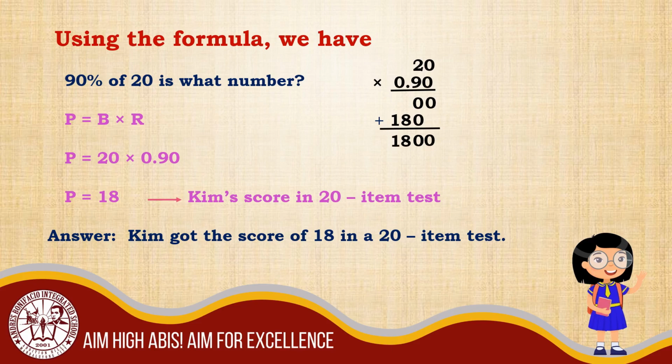Mayroong dalawang decimal places sa factor. Ilalagay din natin ito sa product. Magbilang mula sa kanan papunta sa kaliwa. So, the answer is 18. Kim got the score of 18 in a 20-item test.